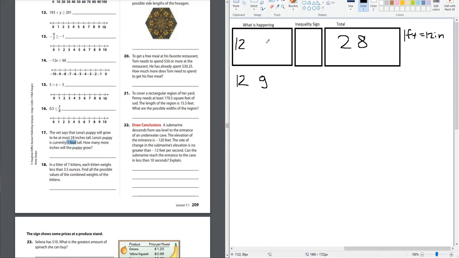I know it's going to grow. So the way to get from here to here is some amount of growth. And the inequality sign will be at most. That means it can be 28 inches, but it's not going to be much bigger. It can be smaller, but it won't be bigger. So usually when you see the words at most, you're thinking about this sign. To get from here to here, I have to add my growth to my height. The current height of Lena's puppy, plus however much it's going to grow, is going to give me at most 28.